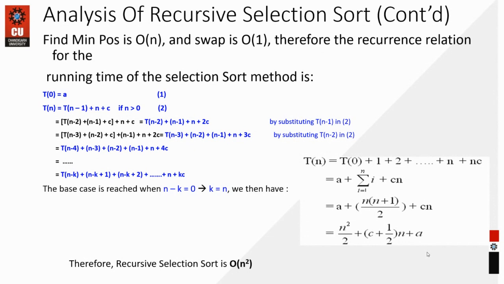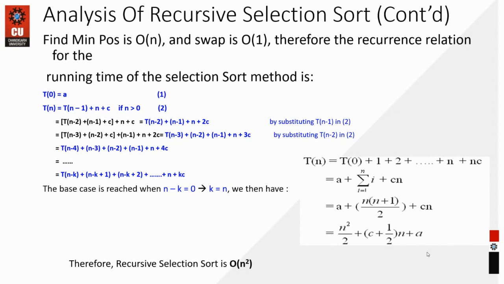Now we need to substitute n minus 1 for n. In place of n I would be writing n minus 1, so T(n-1) becomes T(n-2) plus n minus 1 plus c, then plus n plus c. So we get T(n-2) plus n minus 1 plus n plus 2c.